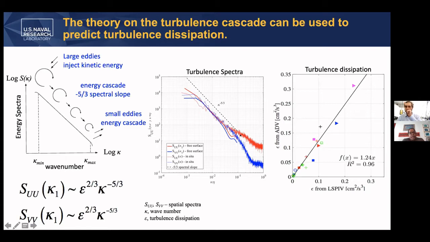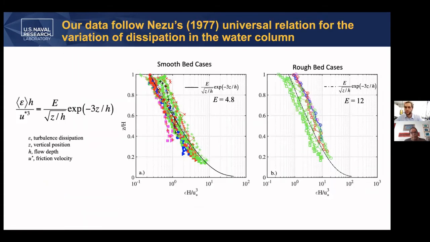So what does dissipation have to do with bed shear stress? Well, I looked back into Nezu's 1977 dissertation, and he provided this universal relationship for how the dissipation varies throughout the water column. This is his expression right here, and you can see that I've plotted my data against this relationship, and my data bear out that this relationship is universal. Now, this does involve an empirical constant. Nezu fit his data to the empirical constant, and I did likewise.